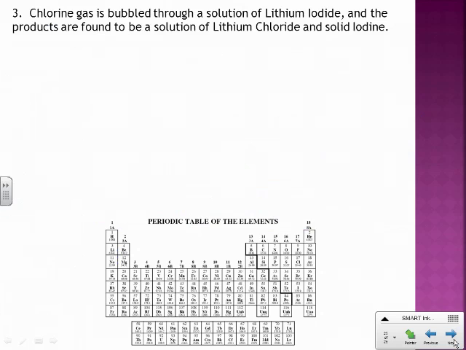So we have chlorine gas is bubbled through a solution of lithium iodide, and the products are found to be a solution of lithium chloride and solid iodine. Now, first thing, I already noticed that there's elements by themselves, chlorine and iodine. So I want to go ahead and write down Brinkelhoff so I can double check if I have any diatomic elements. So first, let's start writing this. We have chlorine gas, so Cl. I look up here, it's part of Brinkelhoff, so I need to put a 2 here.